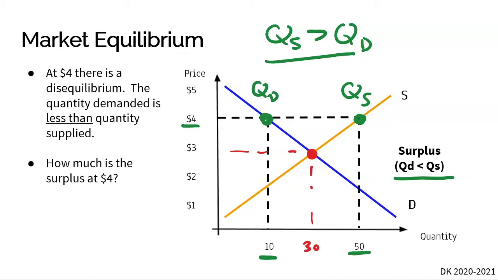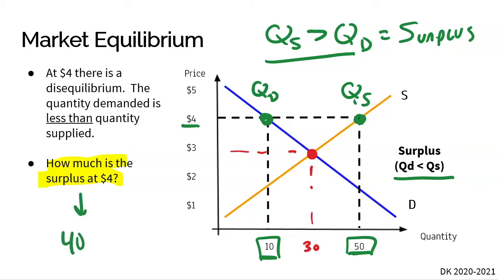When we have more supply than demand, that is going to give us a surplus of goods. If we look at this question, how much is a surplus at $4? At $4, the quantity demanded is 10 units. The quantity supplied is 50 units, so our surplus has to be 40 units of whatever good this may be, just 50 minus 10.